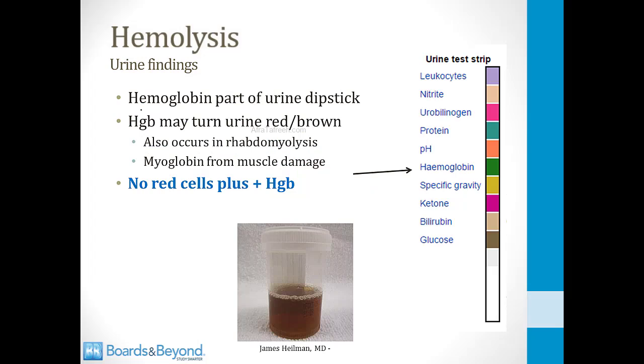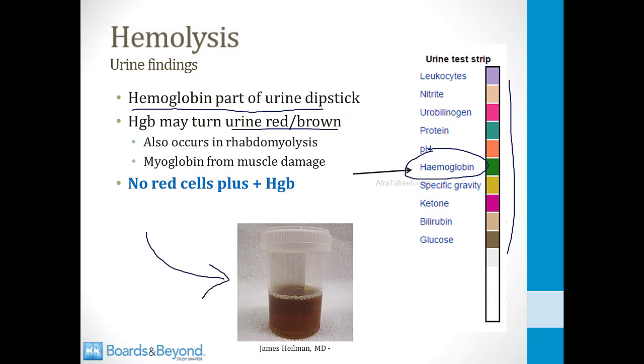Now, you won't often see urine tested for hemosiderin, but you will commonly see urine tested with the urine dipstick test, and as I said before, hemoglobin is part of the urine dipstick. This is a picture of a urine dipstick on the screen. You can see that hemoglobin is one of the components. The dipstick will change colors to indicate the presence of hemoglobin. You should also know that hemoglobin can turn the urine red or brown. This is a picture on the screen of what a urine sample can look like in someone who has hemolysis.